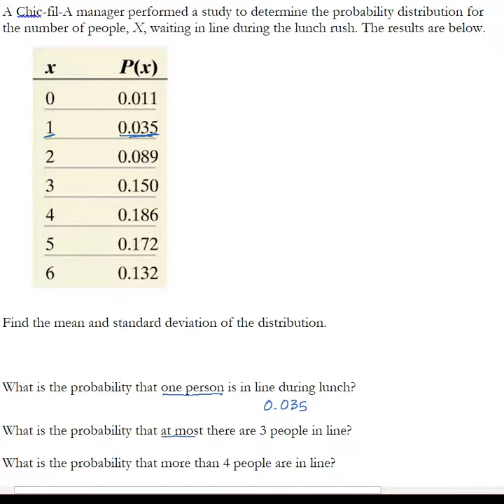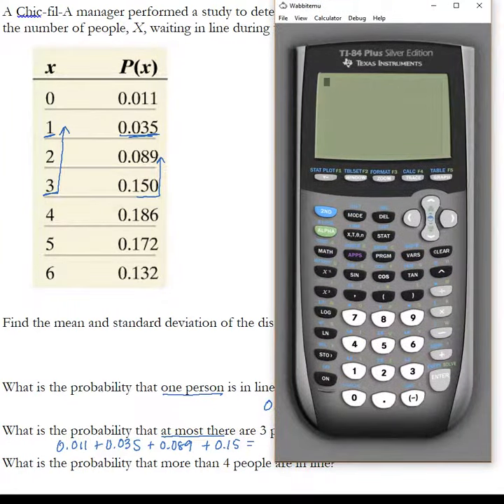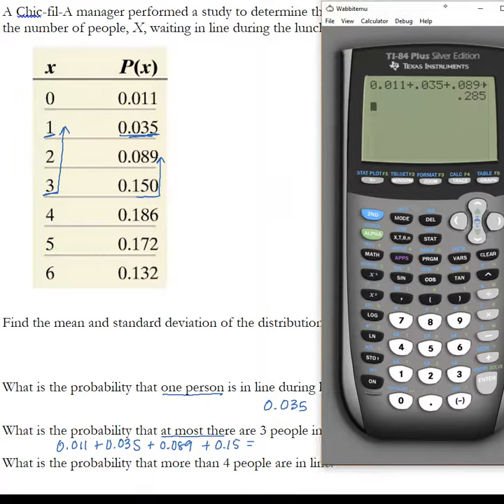Probability that at most there are 3 people in line means 3 or anything less than that. So we want all these probabilities: 0.011 plus 0.035 plus 0.089 plus 0.15. Together, that is a probability of 0.285.